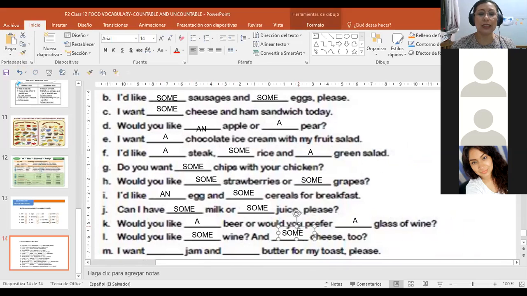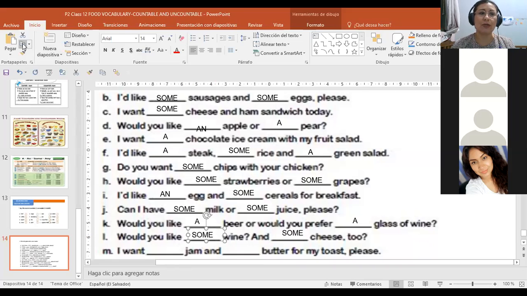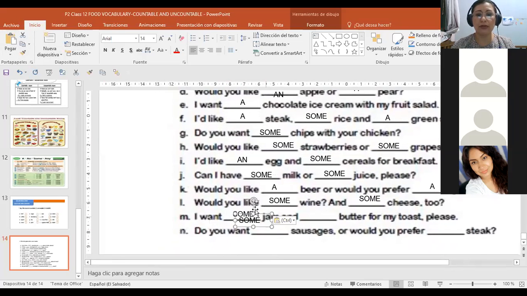Okay, I want jam and butter for my toast, please. I want some. Some, ¿verdad? En ambos casos, porque aunque se ve que está como singular, es un uncountable. Entonces, con uncountables utilizamos también some. I want some jam and some butter for my toast.